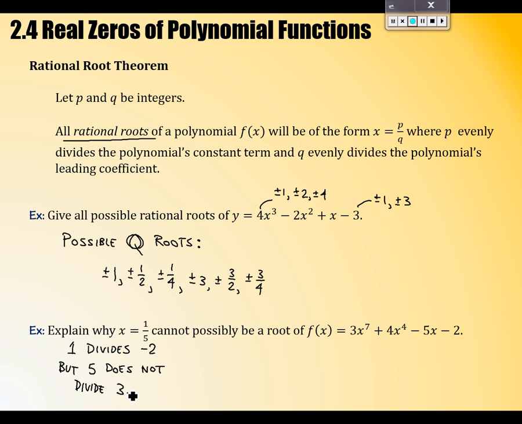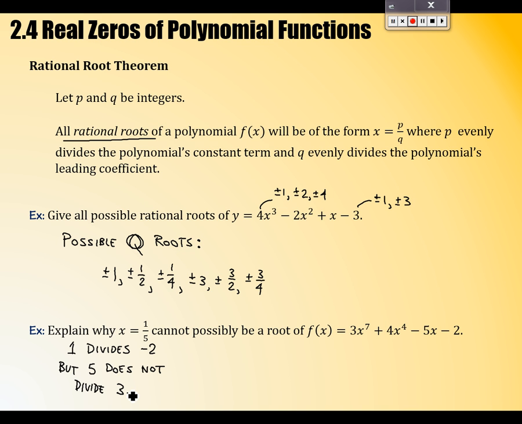Here, you can't just have one number. So in the first one, why can't 2 be a possible root? Yeah, so 2 can't be a possible rational root because it's not of the form p over q, where p divides the constant term, -3, and q divides 4, the leading coefficient. Do you agree that 2 is not of that form?